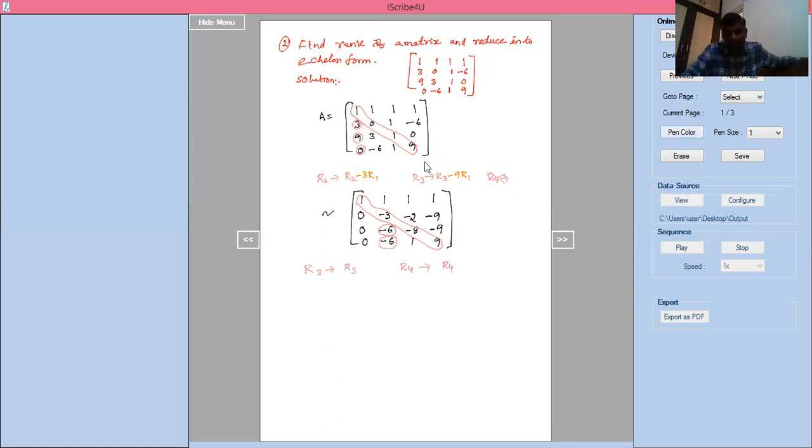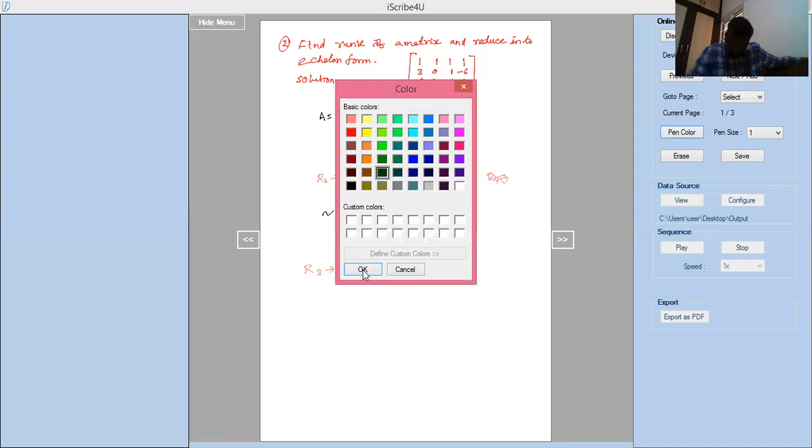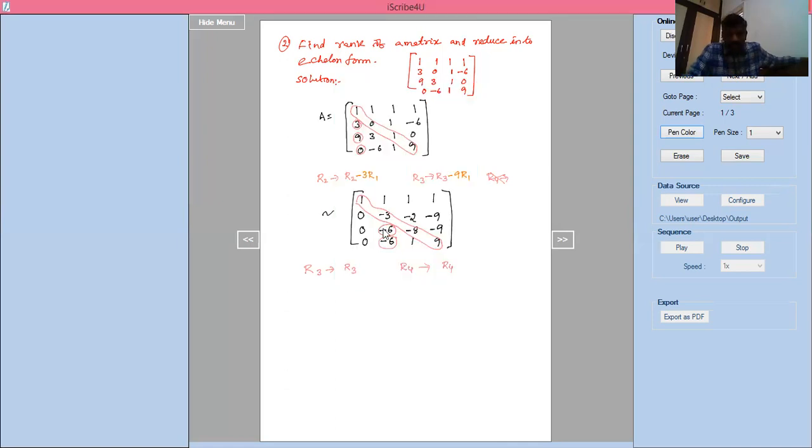So what element do I have to subtract? I can see here in R3, minus 6 is there, and here minus 3 is there. What element will you multiply with minus 3 to get minus 6? You can multiply with 2. So that's the way: minus 2 into R2, I will write.